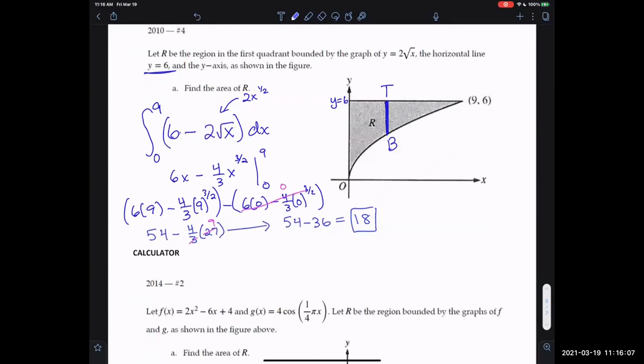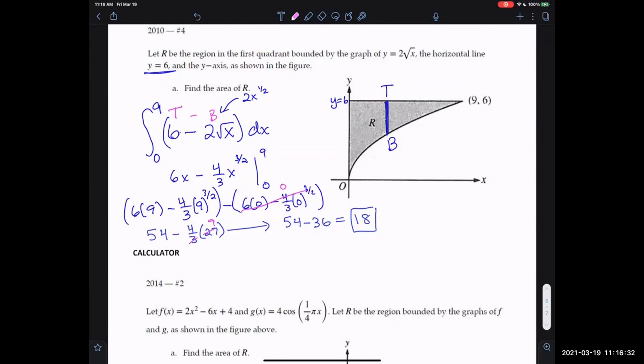Okay. So definitely a top minus bottom problem. The top function being y equals 6. The bottom function being y equals 2 square root of x. So top minus bottom, right? Bounds are x values. So 0 to 9 are the bounds.